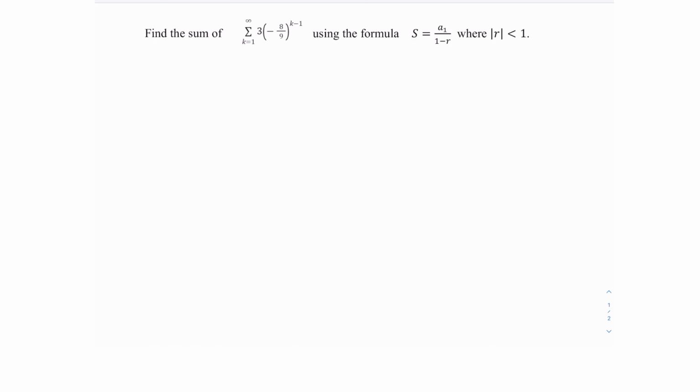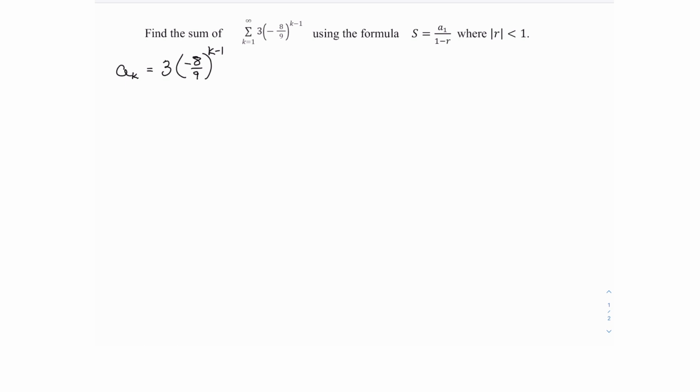Now, in order to use that formula, there are some inherent things about the original question that have to be true. First of all, if I were to list out the terms being added together, we would have a geometric sequence. And if we look at this format, we have 3 times the quantity -8/9 to the k-1 power, and that is our a sub k.